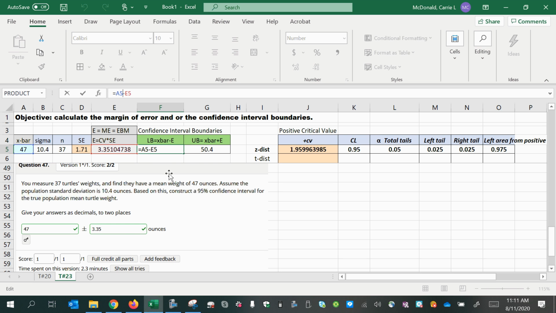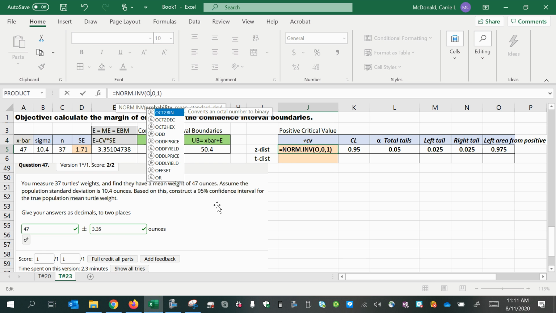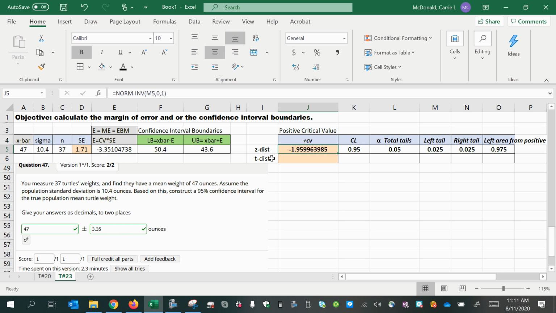Okay, so let's just make sure all this makes sense. And we can also find this using, instead of using the left area, I could use the left tail, and notice that it is negative, so that's going to calculate incorrectly. My boundaries are backwards. So if you do it that way, you'll need to put an absolute value around this to make it positive.